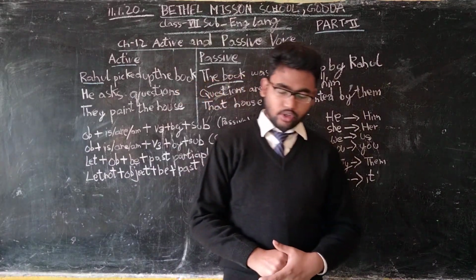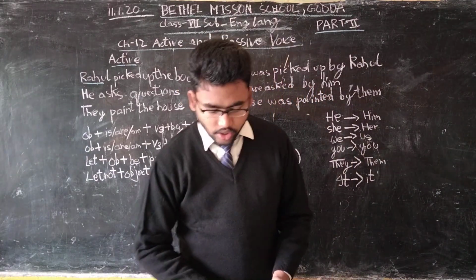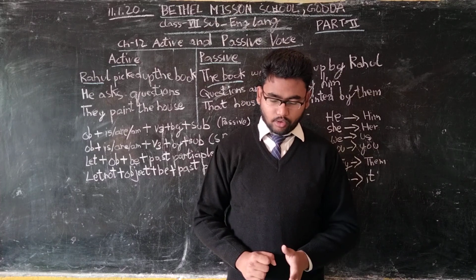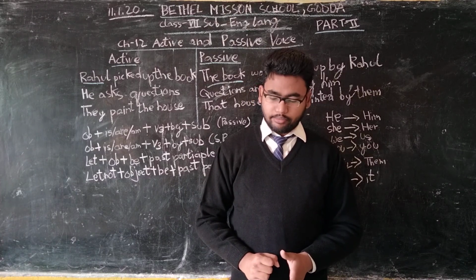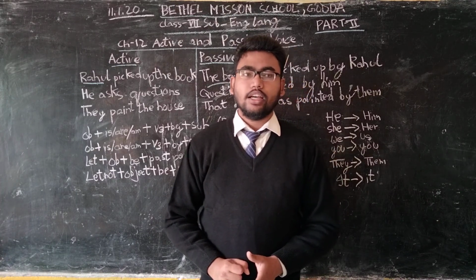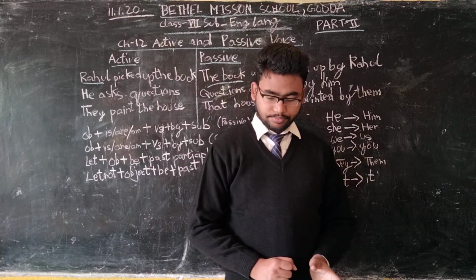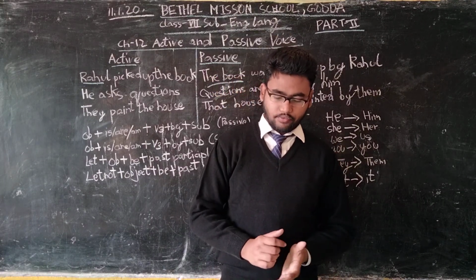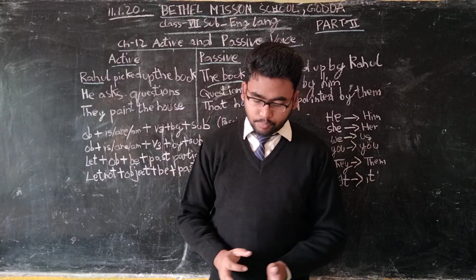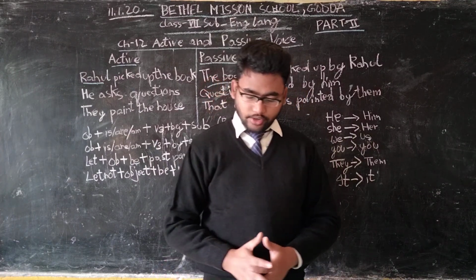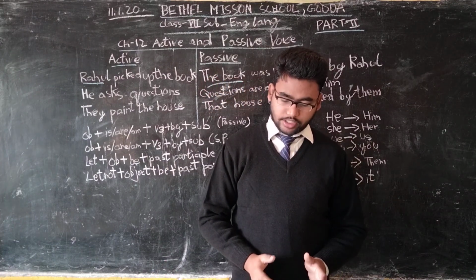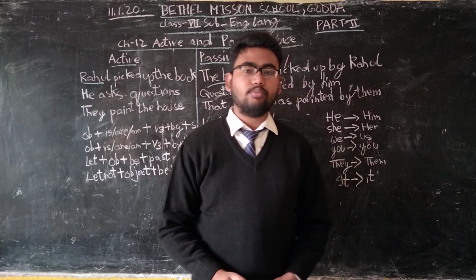One more example I would like to give. The children made paper boats. The children is the subject and paper boats is the object. Let's change it to passive voice. The paper boats were made by the children. Paper boats becomes the subject and children becomes the object.